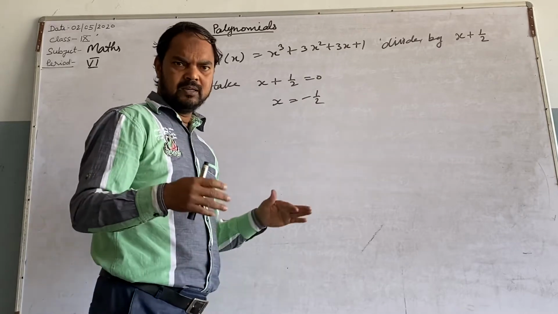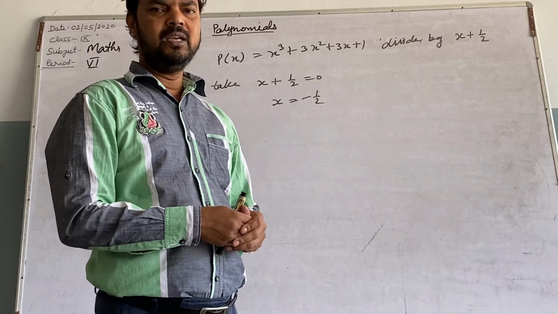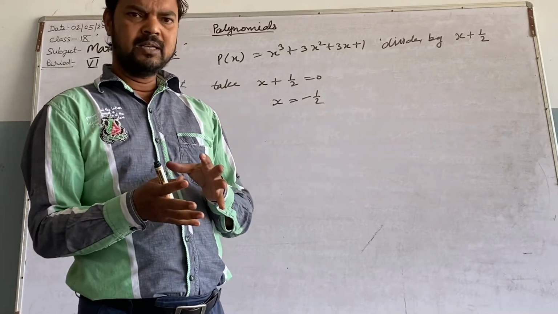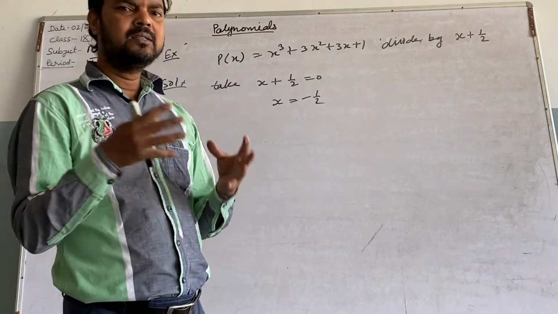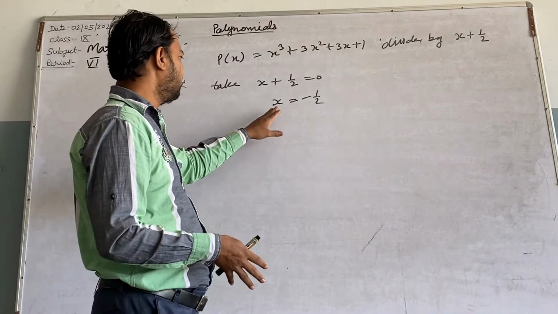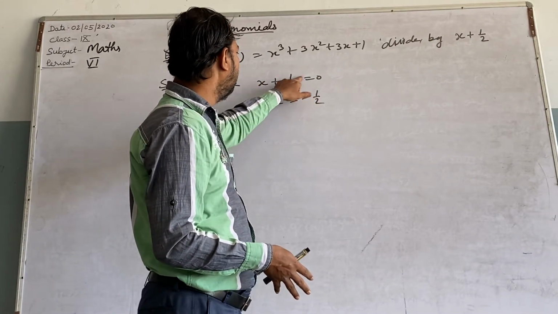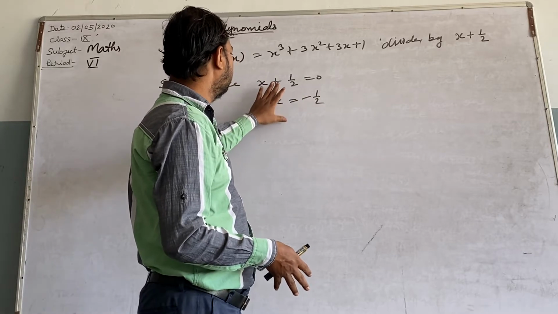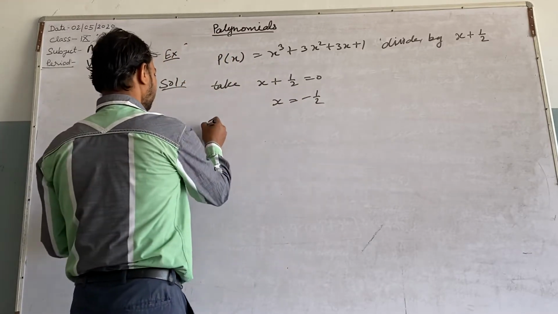As we did in the last classes, this is also called the zero of the polynomial. Putting the expression equal to 0 and then finding the solution gives the root, the zero. In this way, minus 1 upon 2 is the zero of x plus 1 upon 2. So now we will find P of minus 1 by 2.